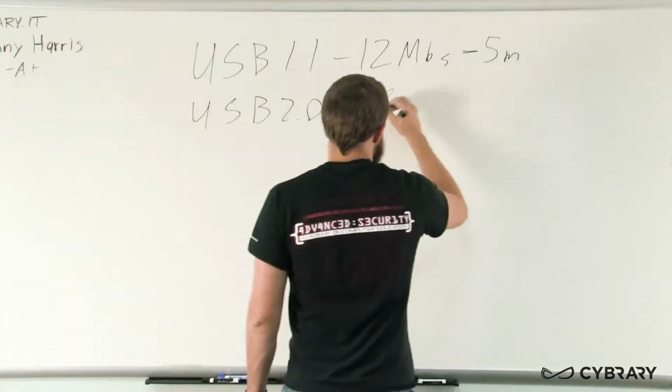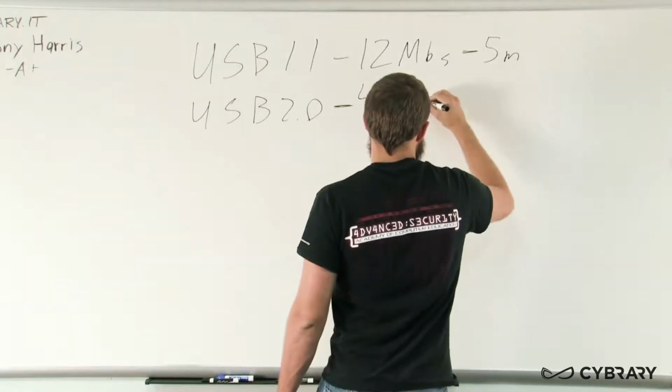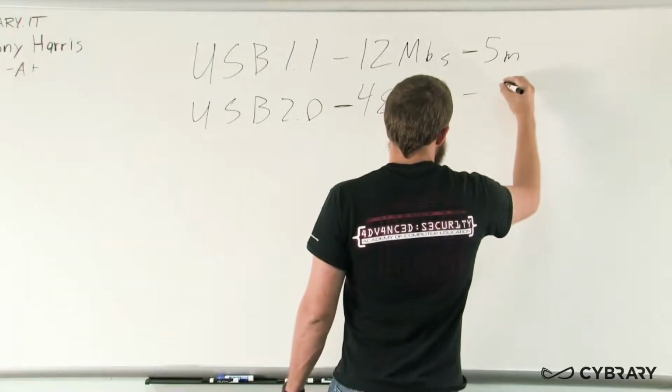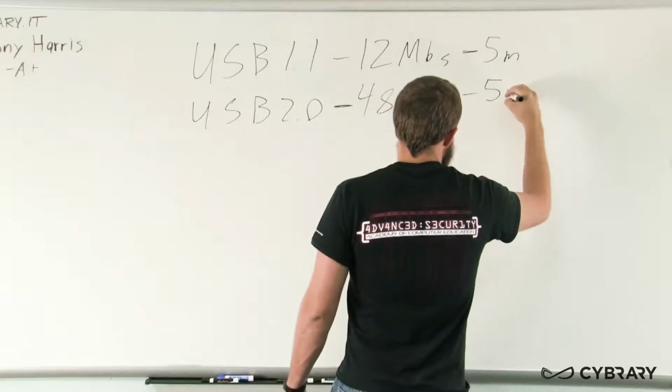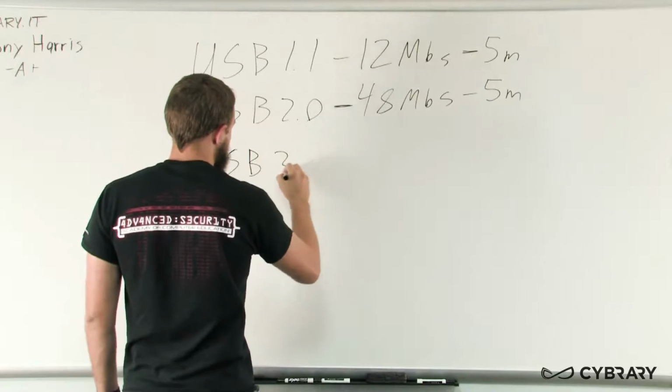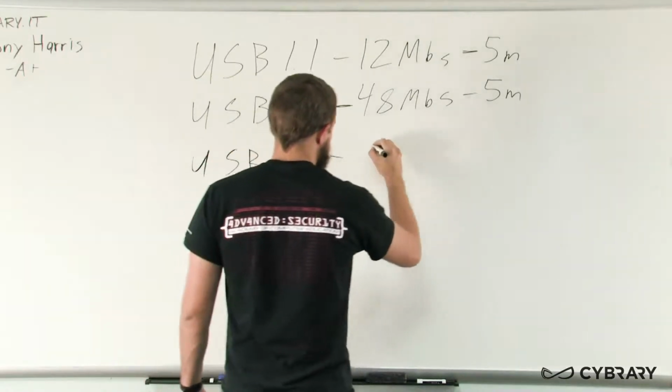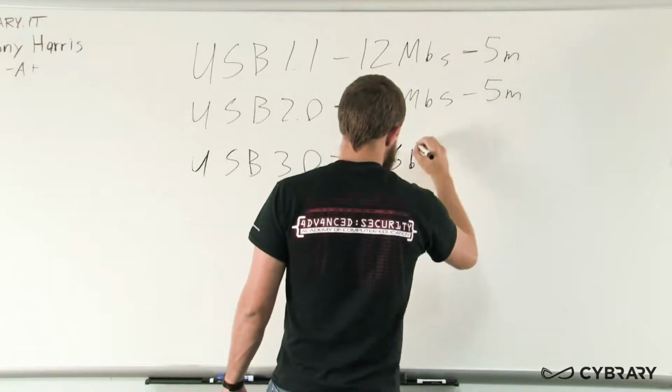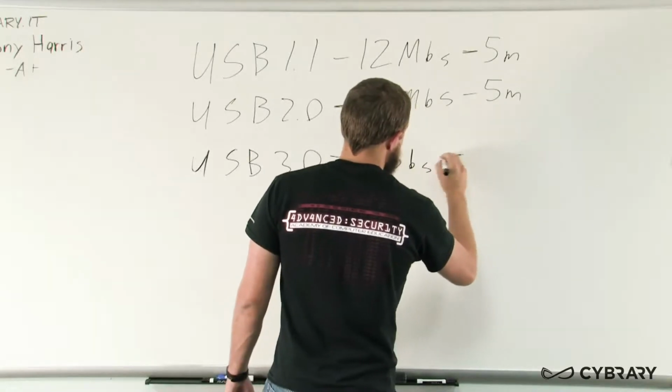This steps up the game from the USB 1.1 connector and actually gives us a speed of about 480 megabits per second. The distance for the cable length is, again, also about 5 meters max. Our next one is going to be our USB 3.0 connector. That's going to give us about a 5 gigabits per second connection speed. Again, we're right there at about that 5 meter mark.